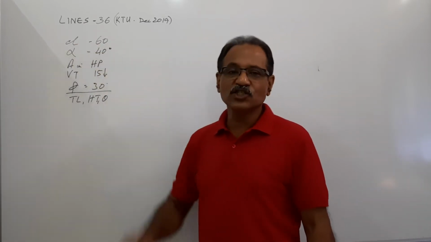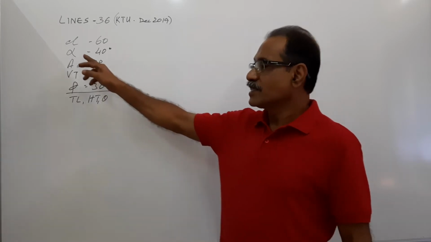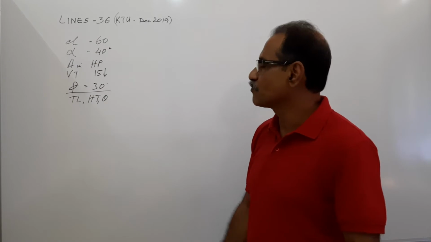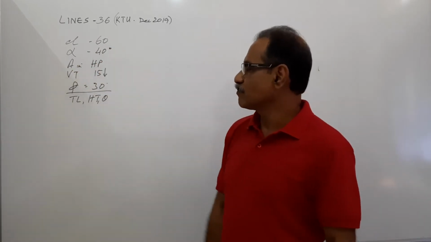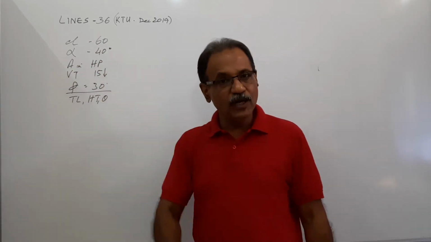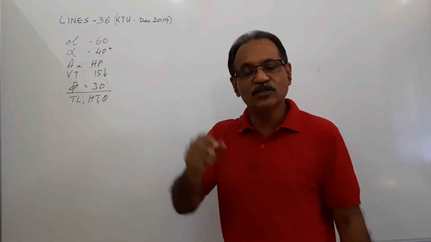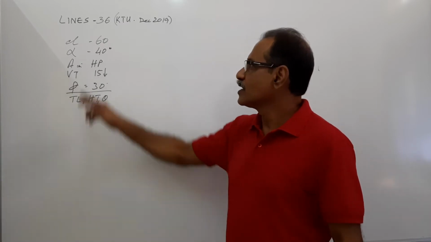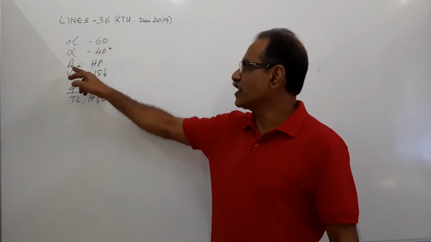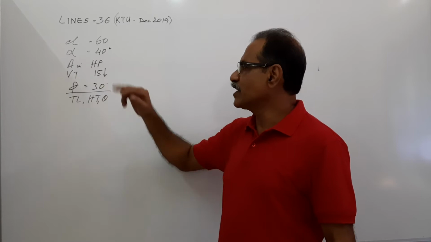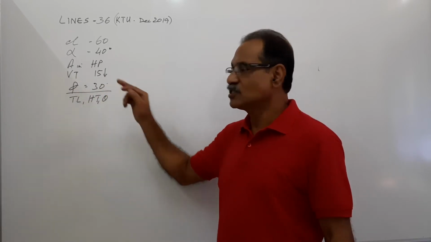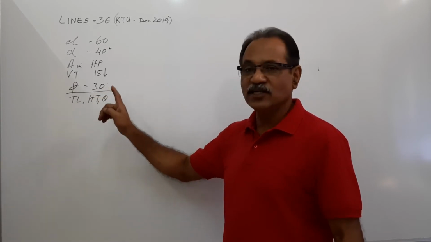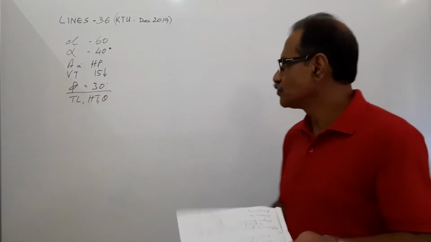Lines, KTU December 2019. Elevation length of a line is 60 mm. The elevation makes 40 degrees to the XY line, that is alpha is 40 degrees. A is in HP. VT is 15 mm below HP. VT is on VP, so it's 15 mm below HP, and the line makes 30 degrees to VP. Elevation length is 60, alpha is 40, A is in HP, VT is 15 mm below XY, and phi is 30 degrees. You are asked to draw the projections and find out true length, HT and theta. Let's draw.